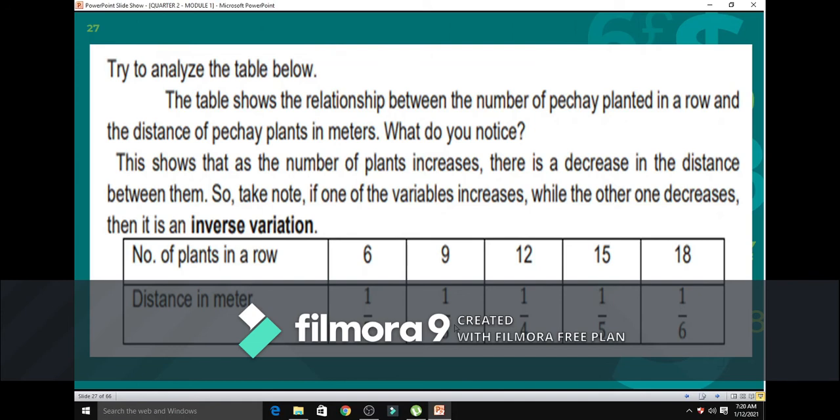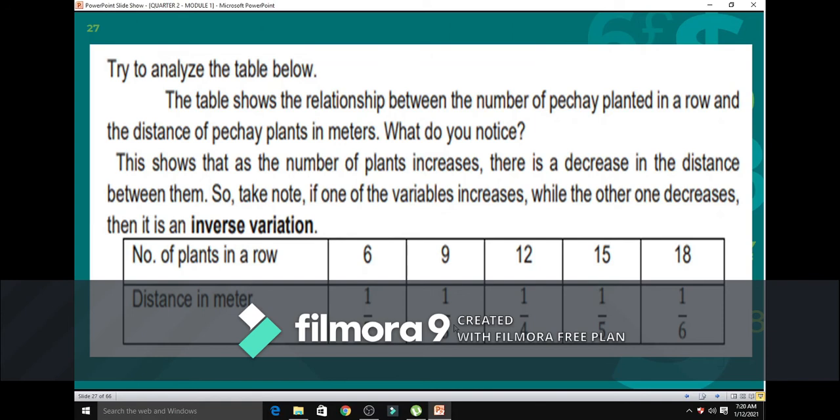So, ano nangyari sa number of plants in a row? Diba dumami? From 6, 9, 12, 15, 18. Ano nangyari sa distance in meter? 1/2, 1/3, 1/4, 1/5, 1/6. Ano nangyari sa distance? Lumiit. So, this shows that as the number of plants increases, there is a decrease in the distance between them.